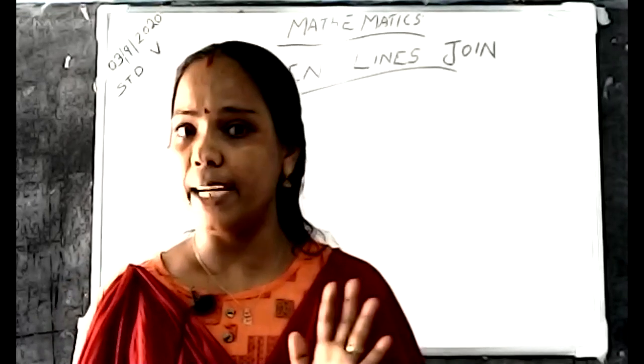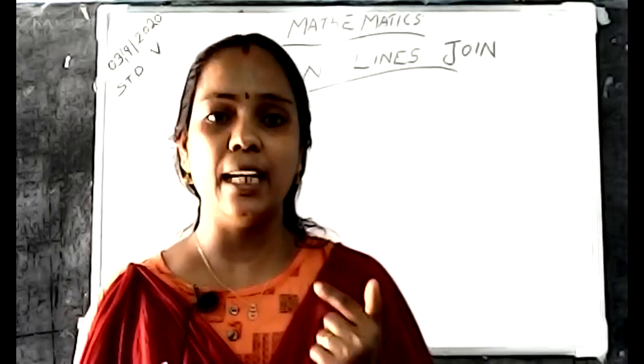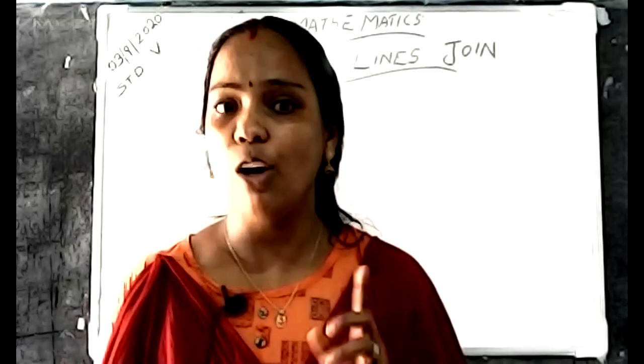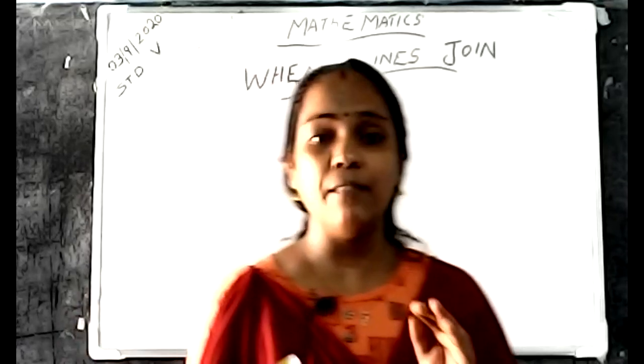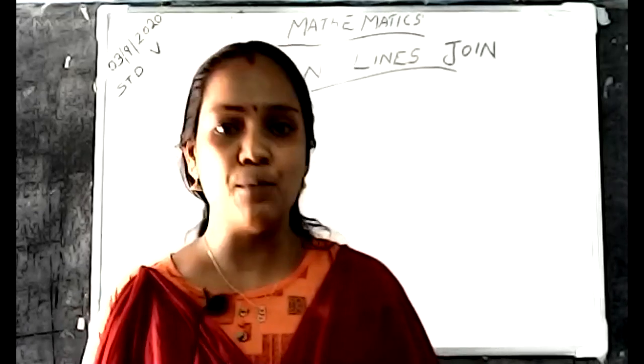Next, five lines are joined. What is the name? Pentagon. Six, hexagon. Seven, septagon. Eight, octagon. These are very important figures, so you should study them well. Write down those names also.